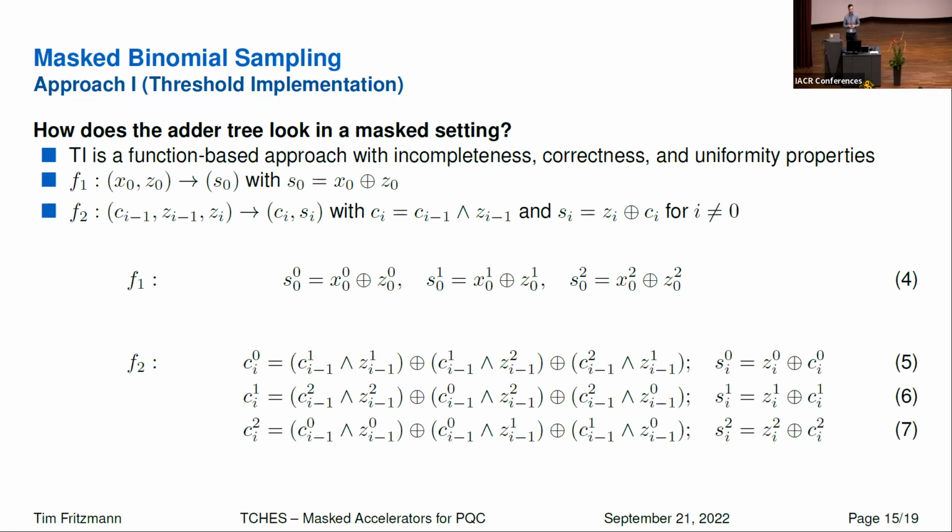And we can see that the linear operations, the XOR operations, are quite easy to compute. We can simply compute them share-wise. The nonlinear AND operation is a little bit more tricky. In order to have a first order secure implementation, in total we require 3 shares. But we can see that, for example, in equation 5, always 1 share is missing. In equation 5, share 0 is missing. In equation 6, share 1 is missing during the computations. And in equation 7, share 2 is missing.